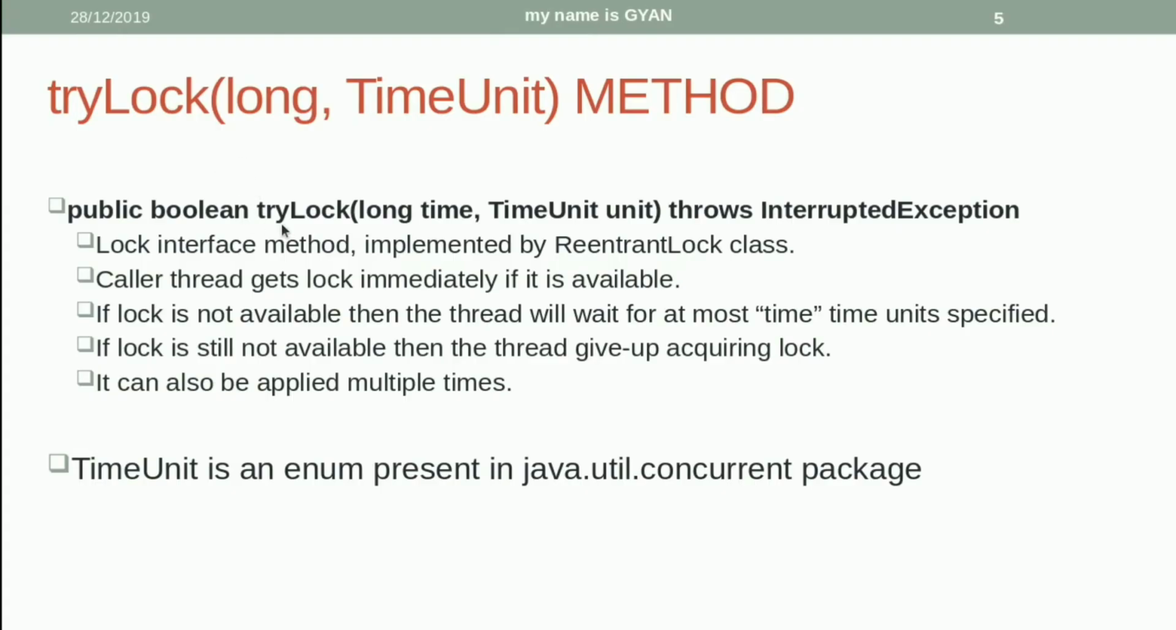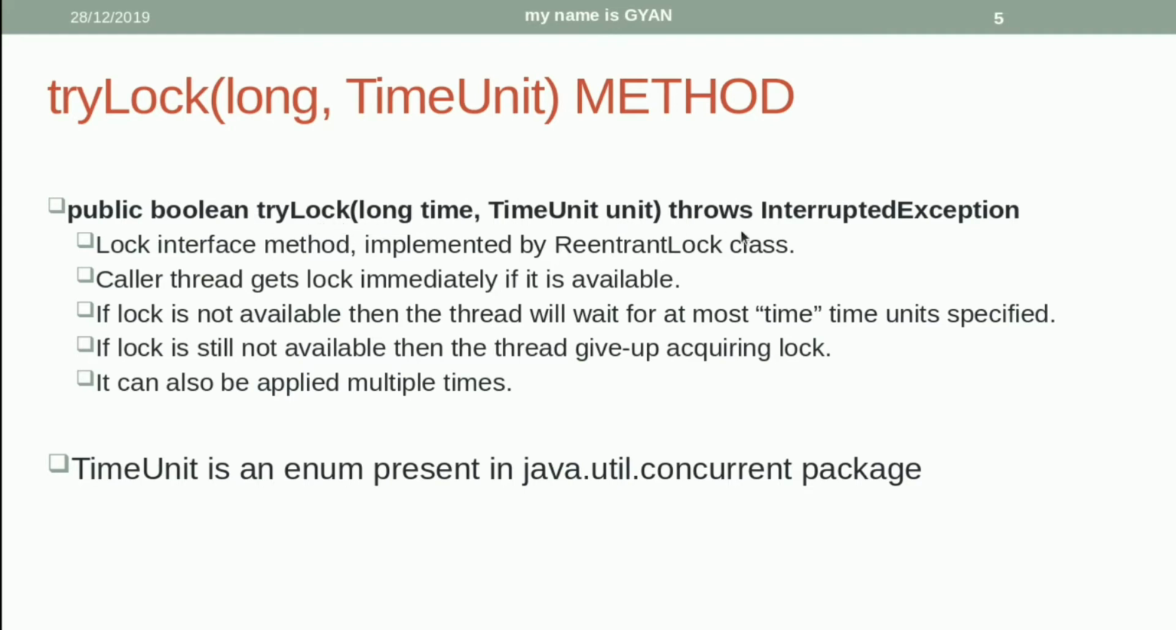We have another signature for the tryLock method. The tryLock method accepts two arguments, one of type long and the other argument of type TimeUnit. What is TimeUnit? We will see in a while. This tryLock method throws InterruptedException, which is a checked exception.